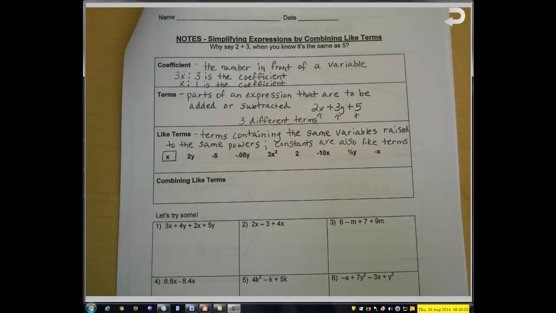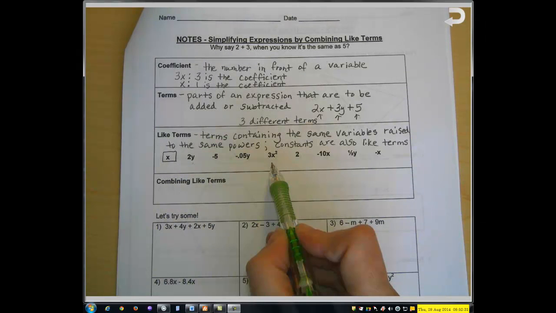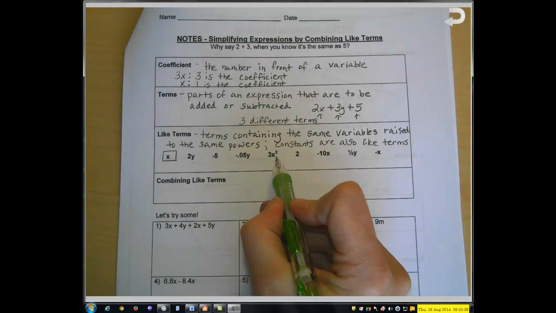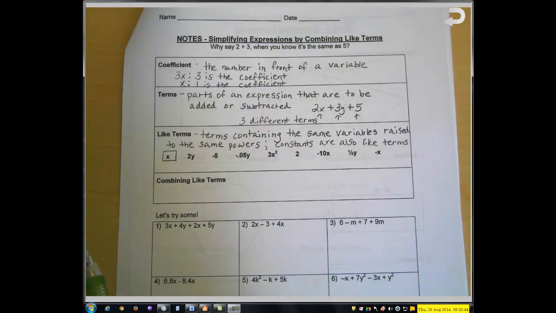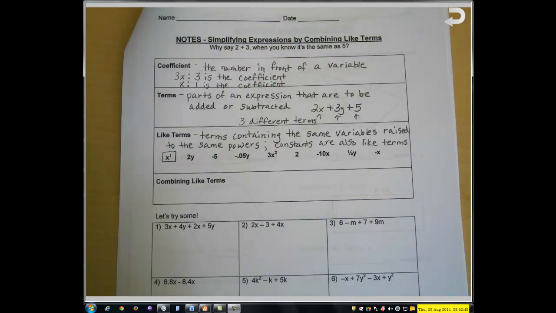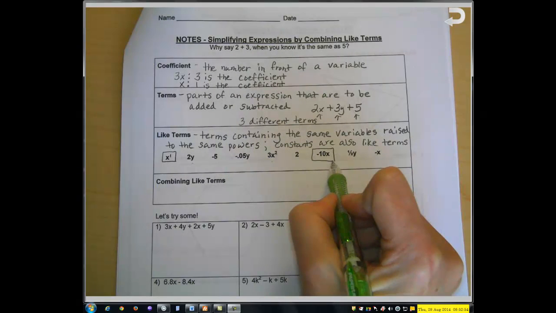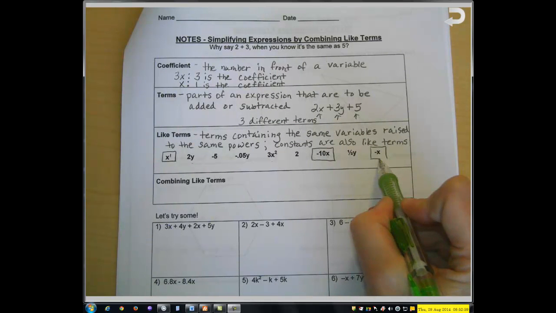So let's start looking for like terms. These are not like terms. This has a y. This has no variable. This has a y. Now this one has an x. So is it a like term? It's not a like term because the exponent is different. This one has no exponent, so we assume the exponent is 1. This one has an exponent of 2. However, this would be a like term because it also has an x, and this would be a like term.